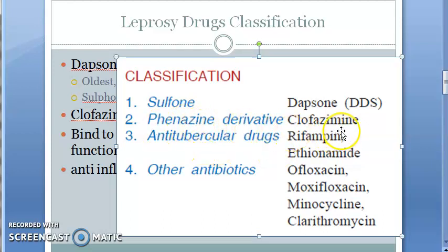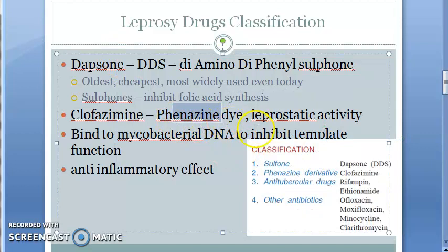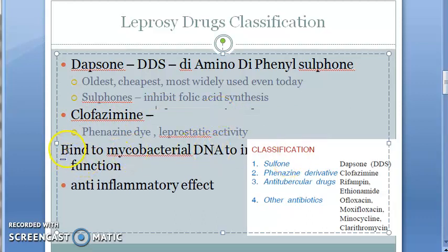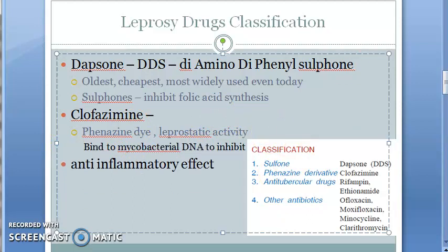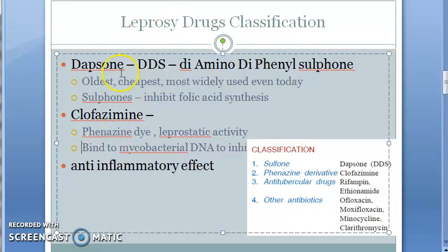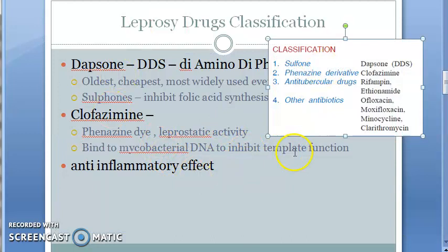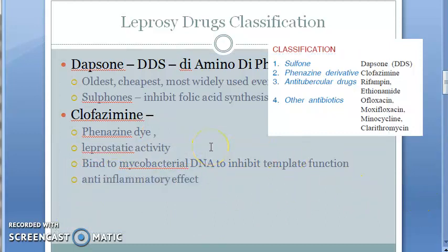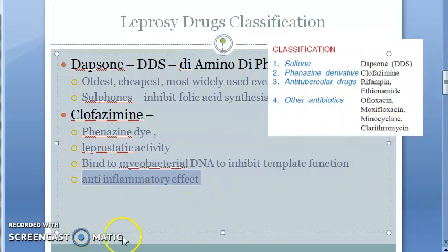Then you have phenazine derivative, clofazimine. This is what clofazimine is. Phenazine derivative. It will have leprostatic activity. It will bind to the mycobacterial DNA and inhibit the template function. So it is a leprostatic drug and it has anti-inflammatory effect. This will be useful later. You will see in lepra reaction you will use this anti-inflammatory effect.